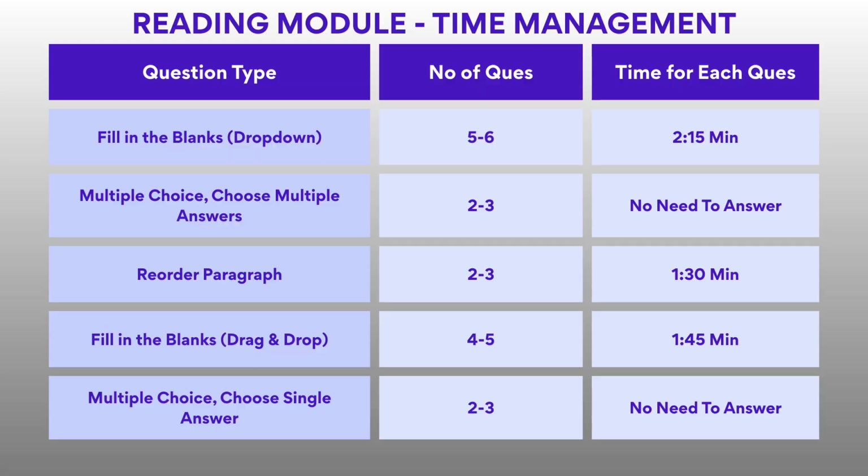So I recommend that you take 2 minutes 15 seconds for each fill in the blanks drop down, which used to be fill in the blanks reading and writing, assuming that you are getting 5 questions for fill in the blanks drop down. I recommend that you avoid answering multiple choice question, choose multiple answer. It is not because I don't want you to answer, but because of the time management.